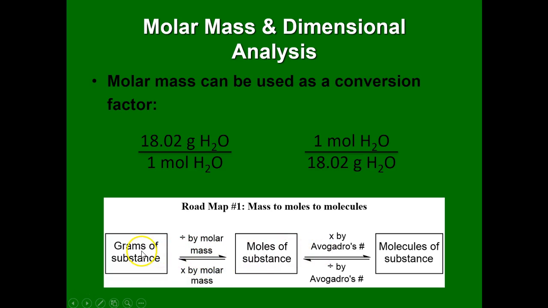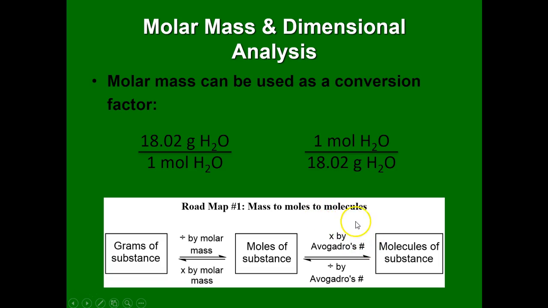So for example, if I'm going from grams of a particular substance to moles of that substance, I would divide by the molar mass. If I was going from moles of that substance to grams of that substance, I would multiply by the molar mass. If I was going from molecules to moles, since that's going in that direction, that arrow underneath it, I would be dividing by Avogadro's number. If I was going from moles to molecules, going in that direction, I'd be multiplying by Avogadro's number.